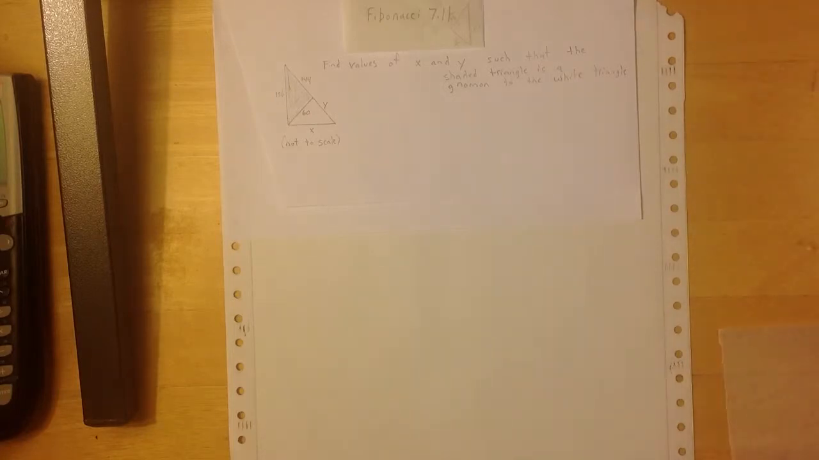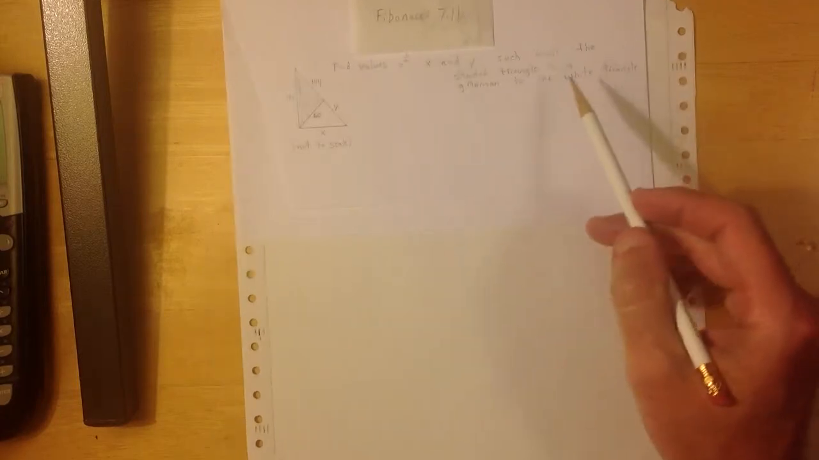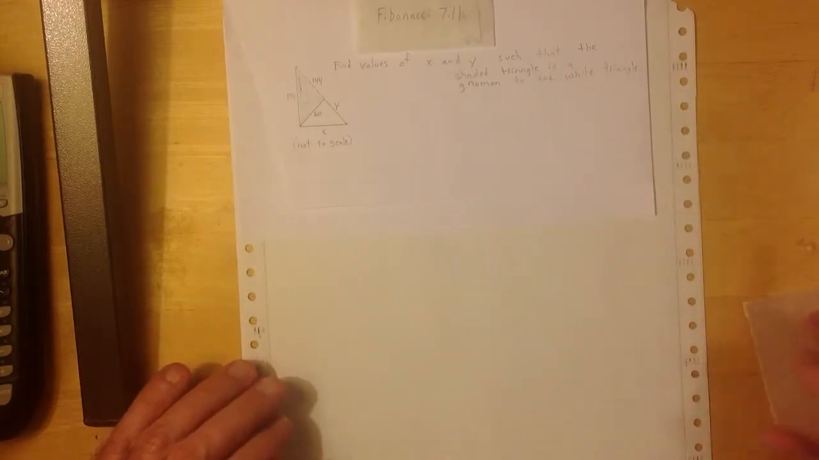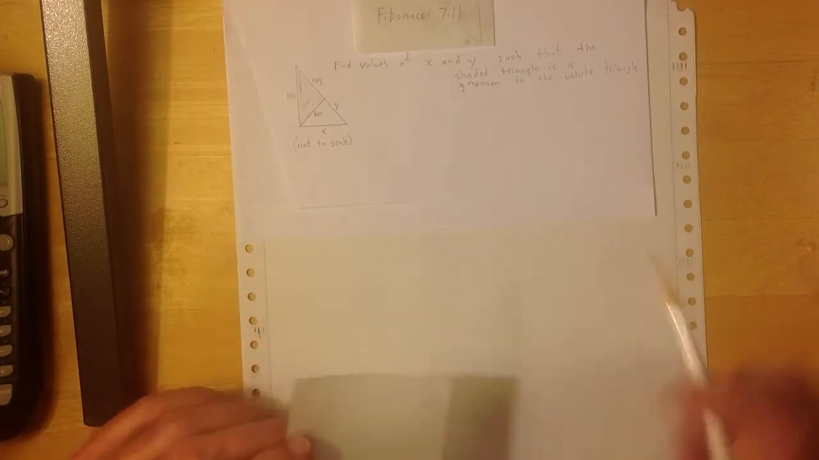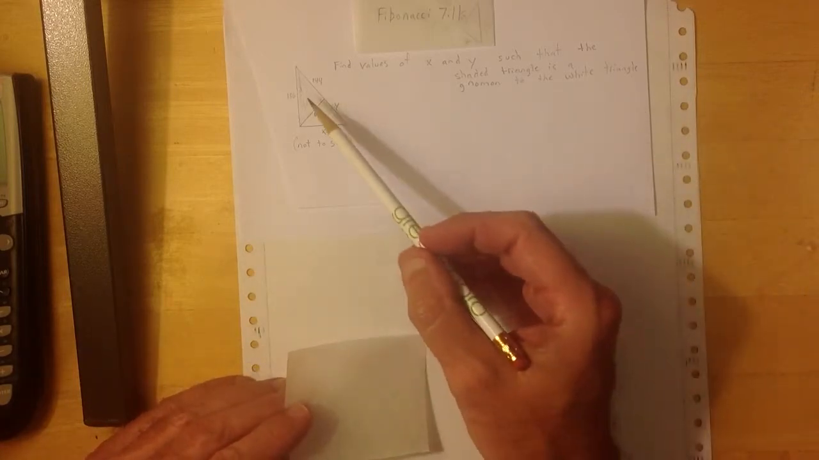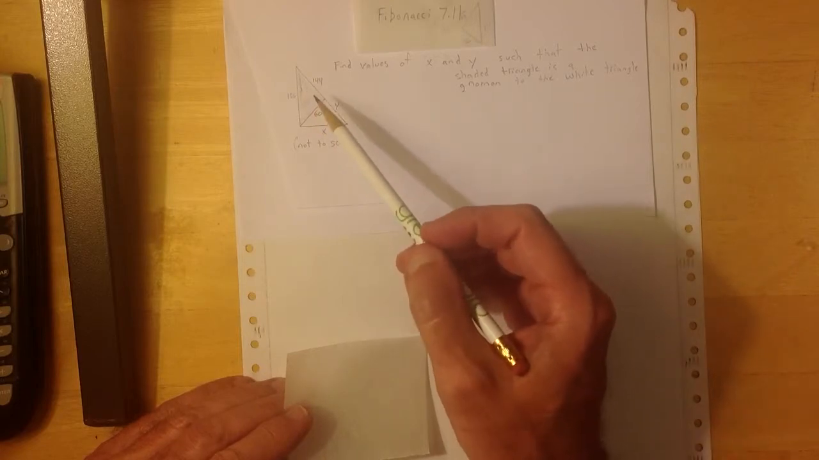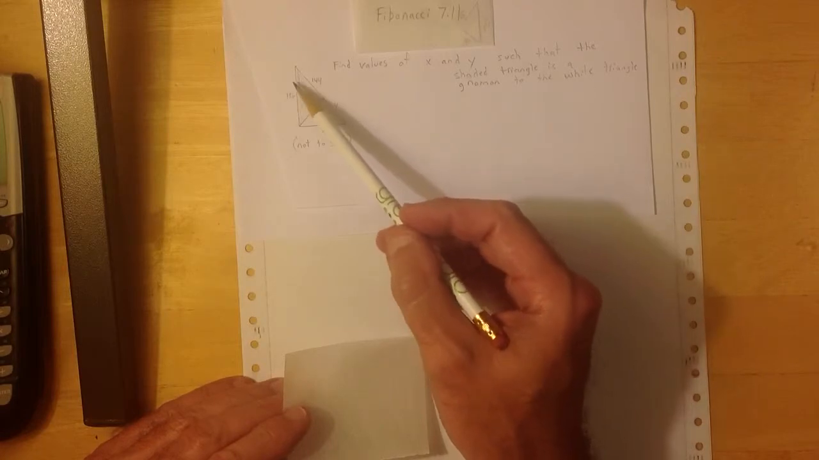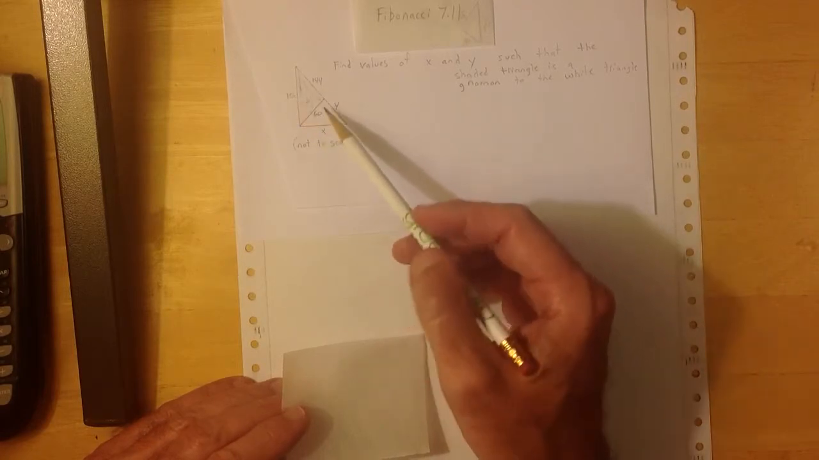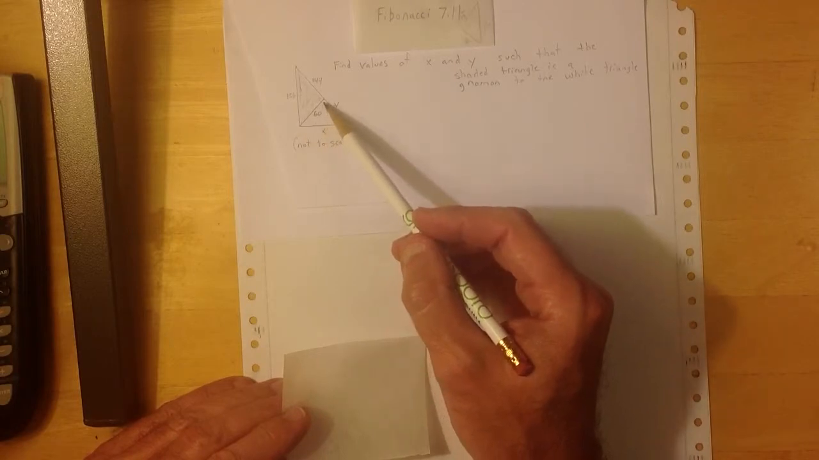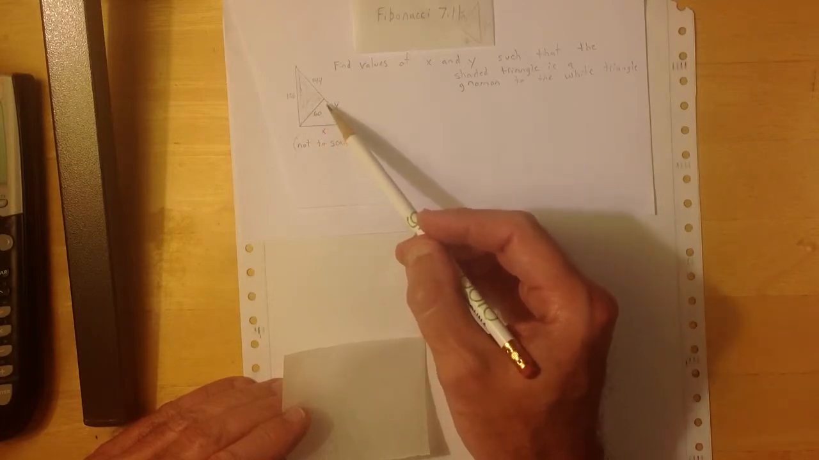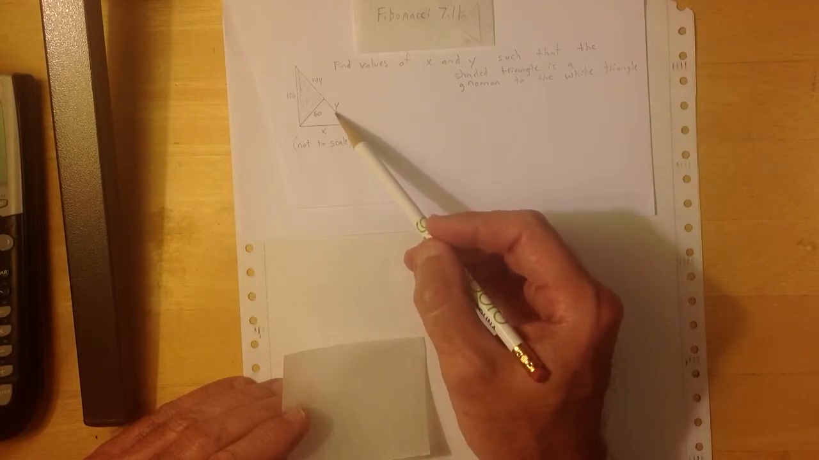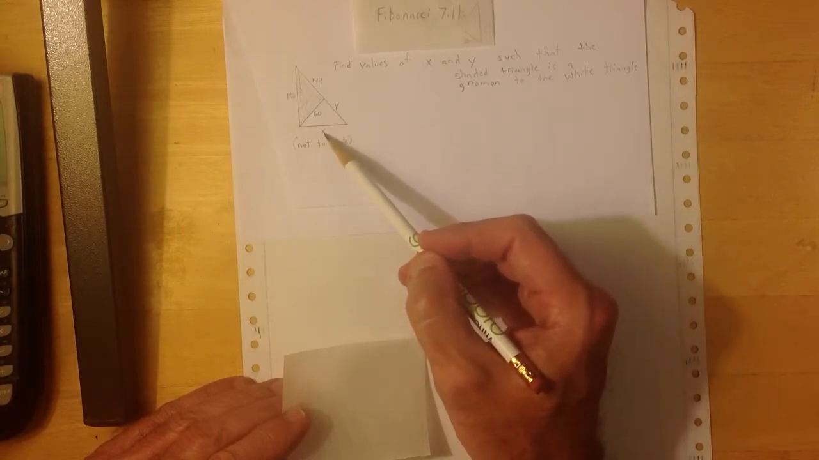So the question asks to find the values of x and y such that the shaded triangle is a gnomon to the white triangle. And so this is our shaded part here. The values of this length are 144 here. This length is 156. And this length is 60. The value of this length is y. And the value of, I guess you would call it the base, is x.